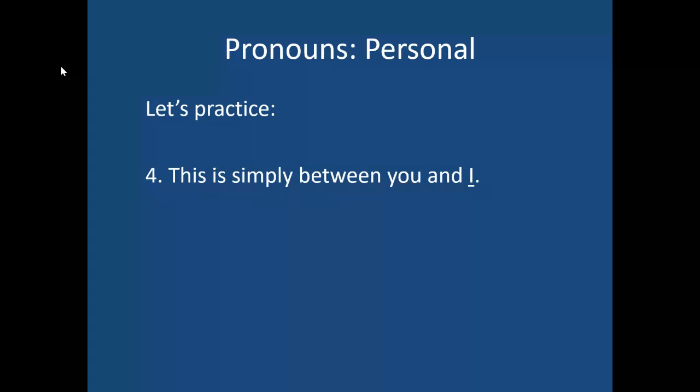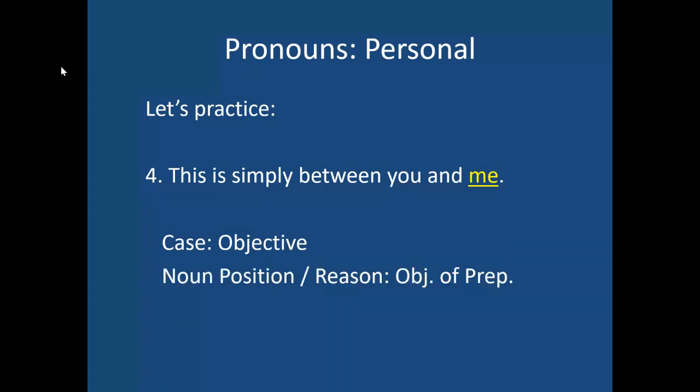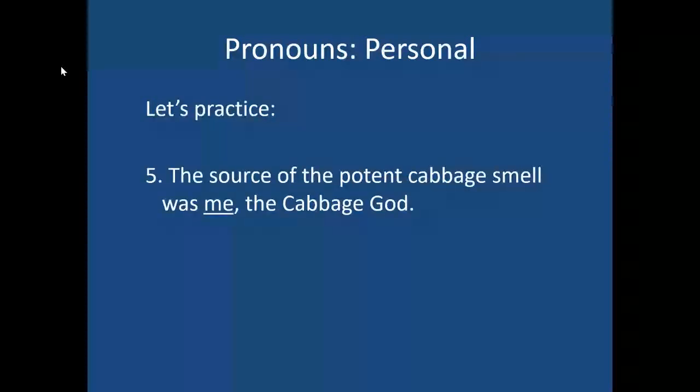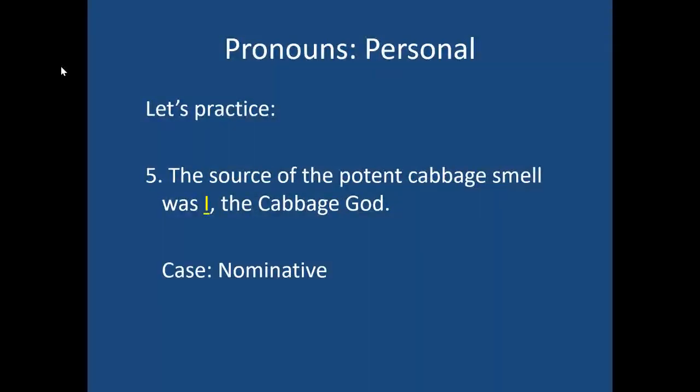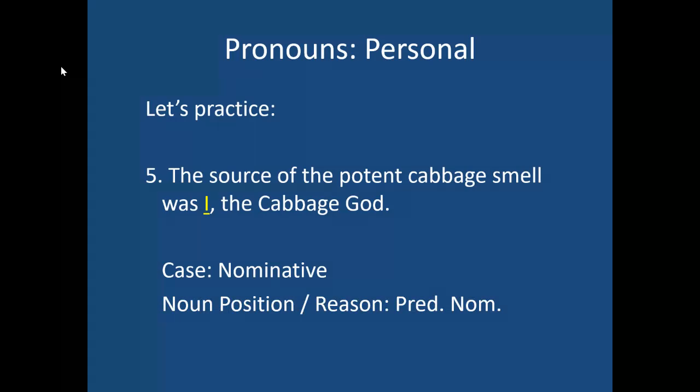Number 4, this is simply between you and I. We know this one now. It's you and me. It's an objective case pronoun because this is the object of the preposition: between you and between me. Number 5, the source of the potent cabbage smell was me, the cabbage god. Well, unfortunately, you have to use the word I. And for the same reason as Shaniqua's sentence, this is a nominative case pronoun. It's following a to be verb. It's like a pattern 3 or a pattern 5 sentence. And this becomes the predicate nominative. The source was I. Sounds very formal, but that would be correct.